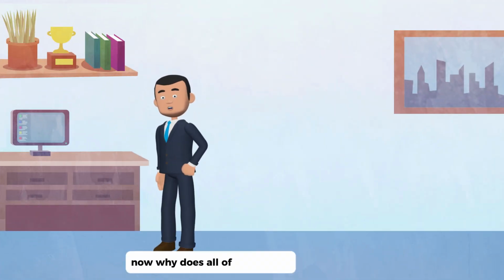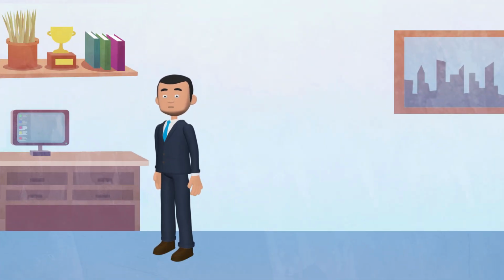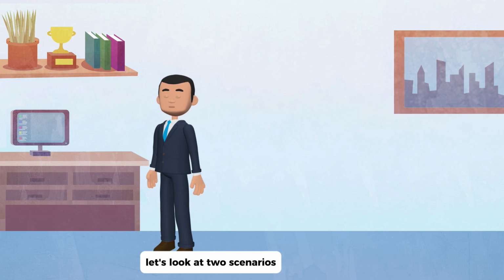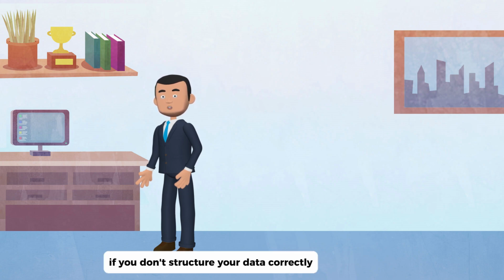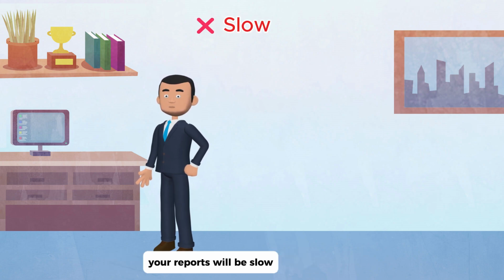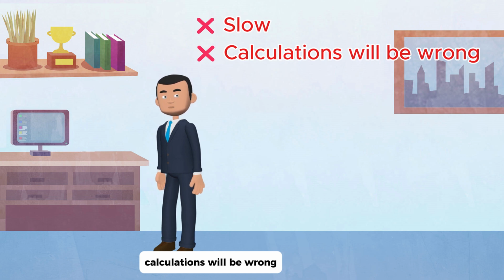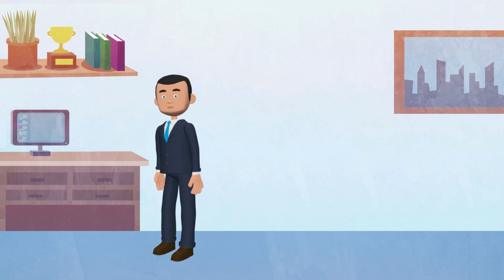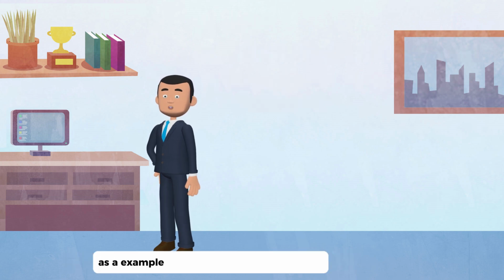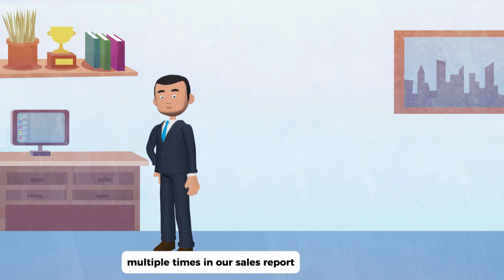Now, why does all of this matter? Let's look at two scenarios. Scenario 1. Poor data model. If you don't structure your data correctly, your reports will be slow, calculations will be wrong, and Power BI will struggle to understand relationships. As an example, if we don't define relationships, we might see the same customer counted multiple times in our sales report.